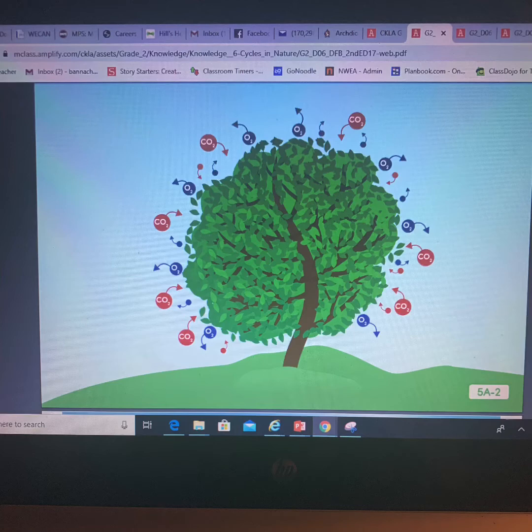Well, I know that we can make furniture with wood. We can burn wood in a fire. We can create art with wood. There's lots of things that we can do with wood.